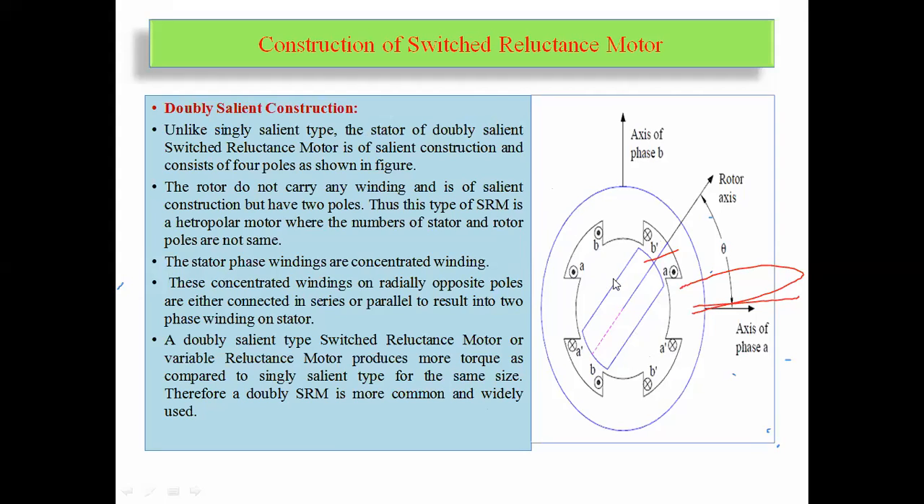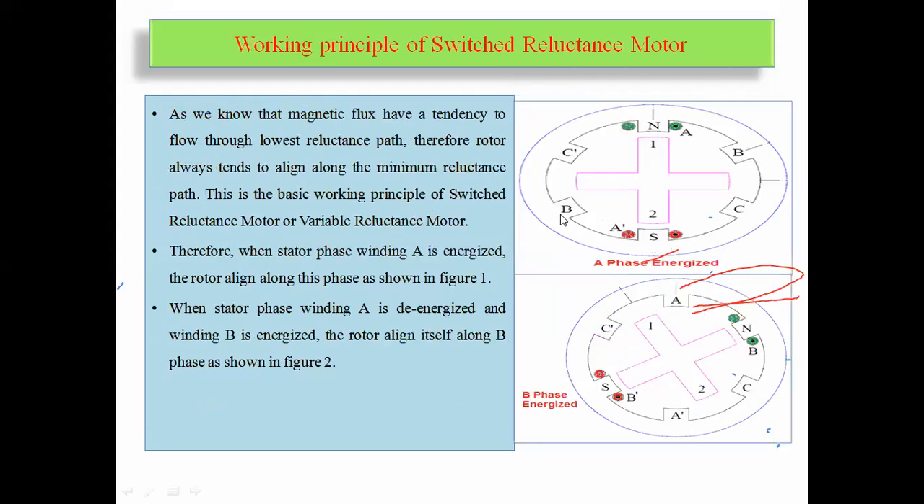Okay, our torque is the maximum because we have made the 4 pole construction on the stator side, and only because of this it creates more torque compared to the single salient construction, and hence this type of motor is most commonly used for industrial applications. Now this is the working principle of switched reluctance motors. As we know, magnetic flux has a tendency to flow through the lowest reluctance path, therefore the rotor always tends to align along the minimum reluctance path.